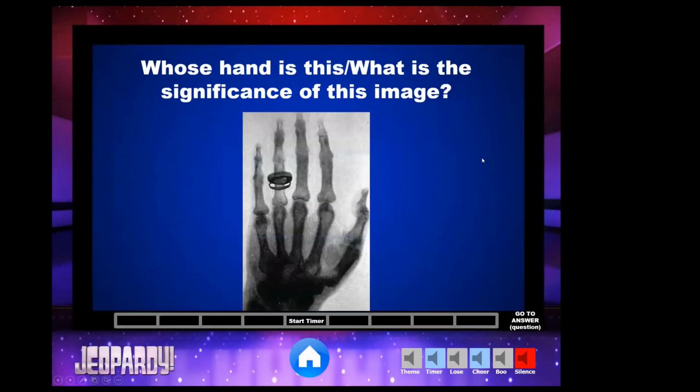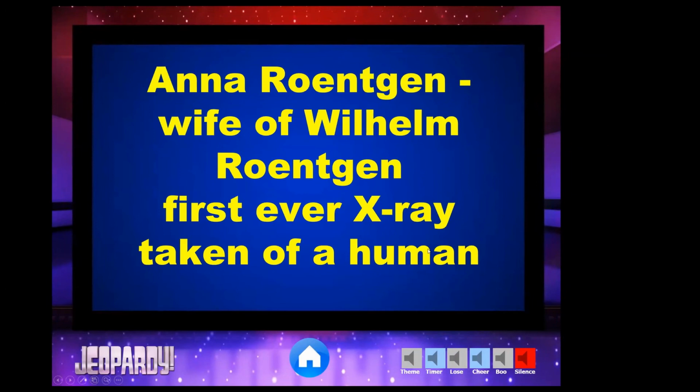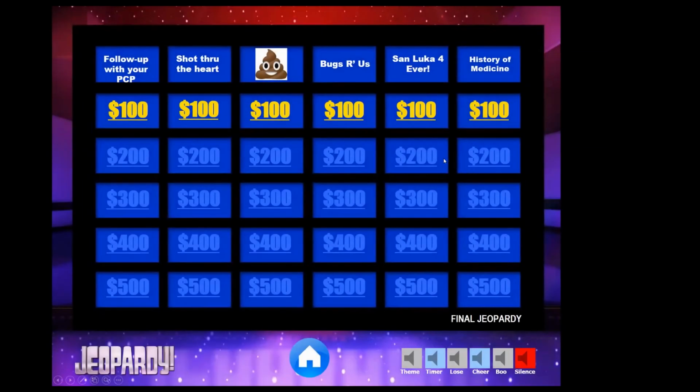History of medicine for 200. Whose hand is this, and what is the significance of this image? Ranjan's wife. Ranjan's wife is correct. And what's the significance? This is the first X-ray. That is correct. First X-ray. Abhinav, which team? 3. All right, that's another 200 for 3.